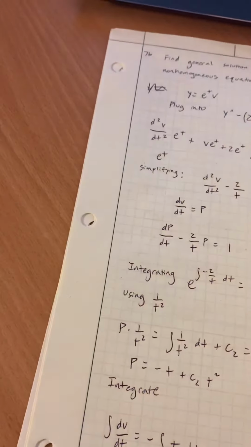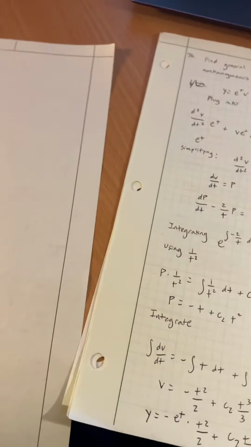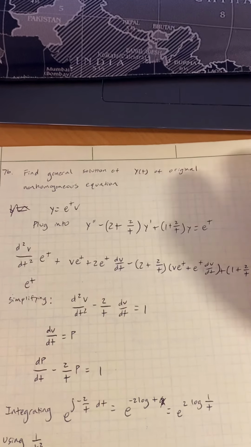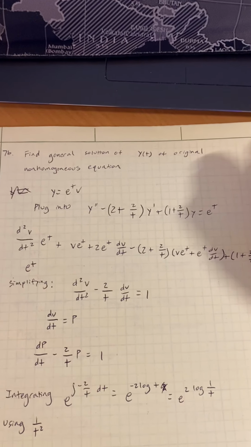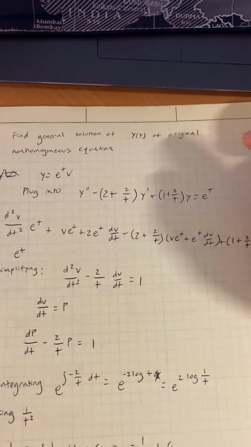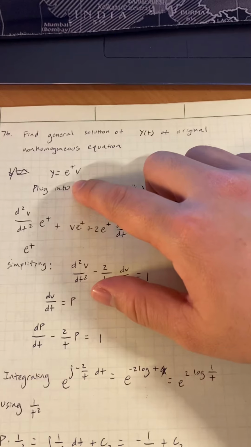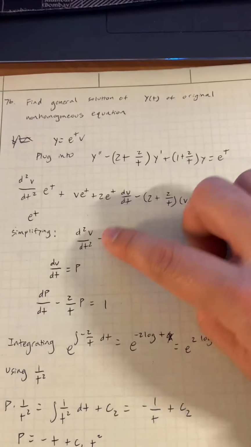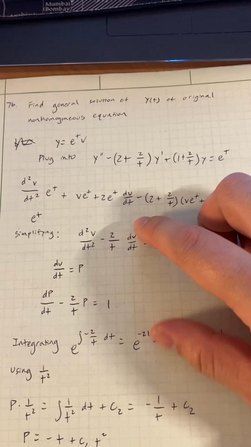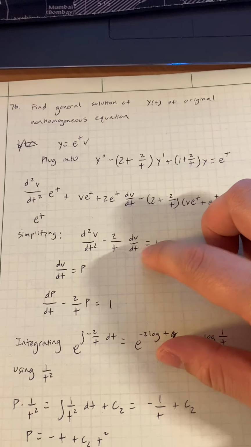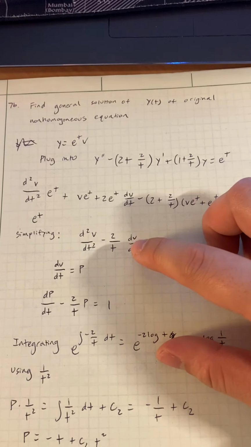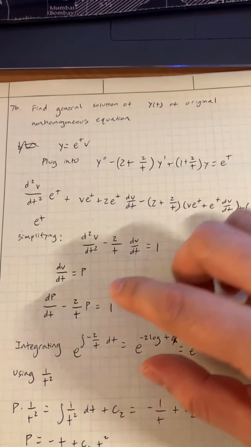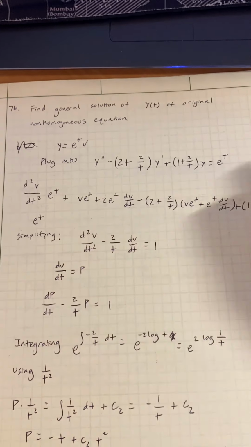So that's 7a. Now 7b asks us something a little different. It wants us to find a general solution y of t of the original nonhomogeneous equation. The steps are similar to earlier. We have y equal to e to the t v, and we plug into the whole equation again. After plugging it in, we simplify down to d squared v over dt squared minus 2 over t dv over dt is equal to 1. And then we have dv over dt is equal to p.